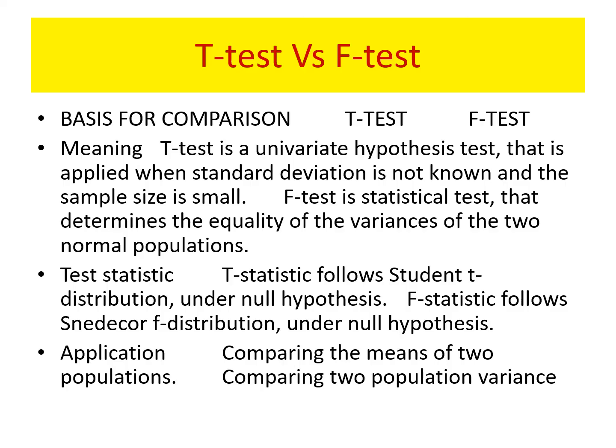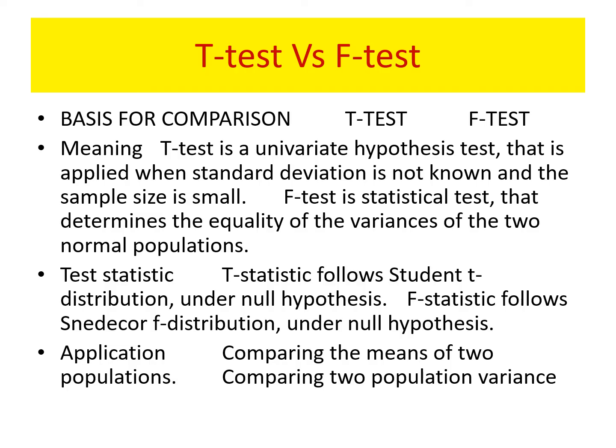Now, let's see the comparison. So, the t-test is actually a univariate hypothesis test. Uni means one, no? That is applied when the standard deviation is not known and the sample size is relatively small. So how small is the sample size? Should be less than 100.